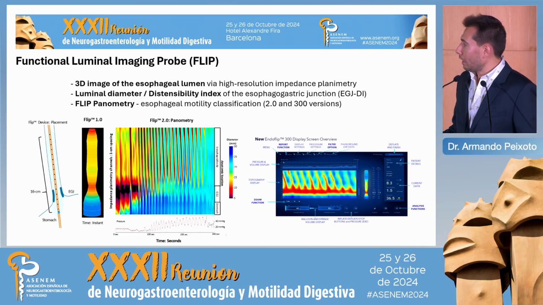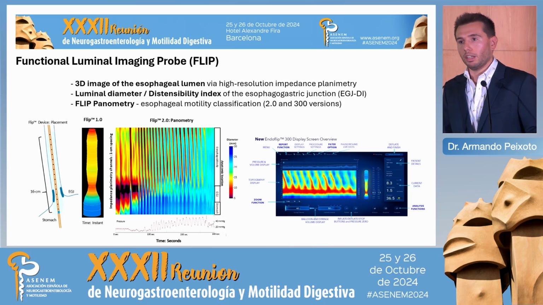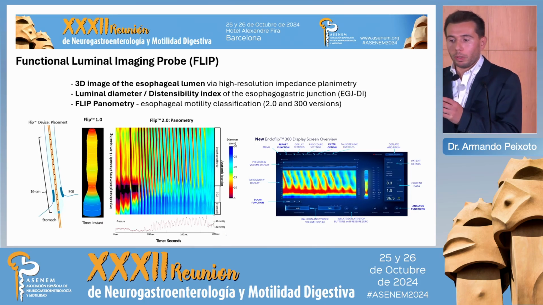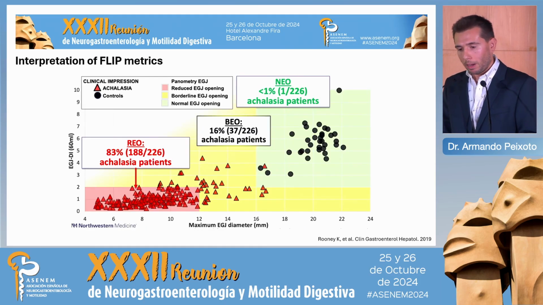We now have the 300 system, which is already approved in the US and will probably be approved here in Europe in the next few weeks, and it will be more user-friendly. And so what can we do with those metrics? We are talking about the EGJ dynamics, what we can get there, distensibility index and the diameter, and also the contractile pattern with the longer catheter.